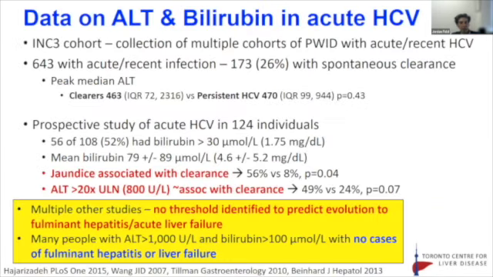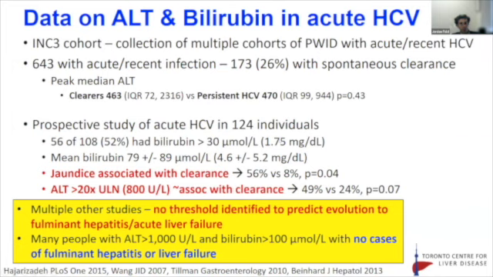We've looked carefully at the data to try and inform this. We used data from the INC3 cohort, which was a collection of multiple cohorts of people who inject drugs with acute or recent infection. And you can see that ALT elevations were pretty significant here. You can see that the IQR getting up over 1,000 in both groups. And then in a prospective study of acute hep C in over 100 patients, you can see that about half of them had bilirubin elevations that would be clinically relevant, getting up to almost 2.